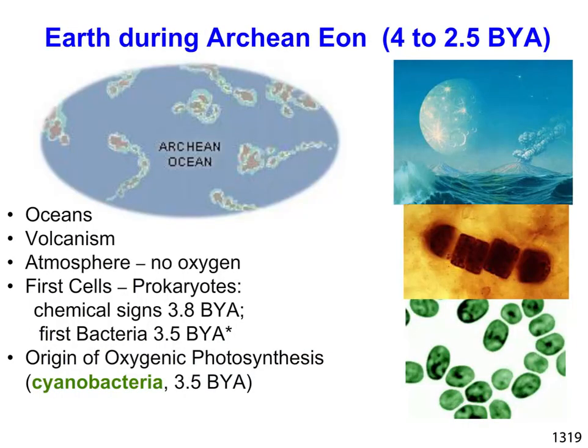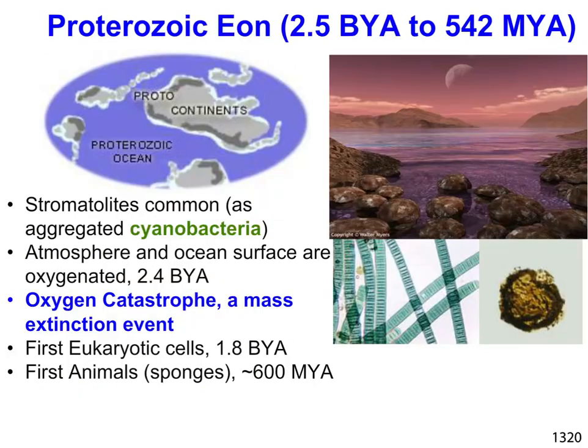The next time period is known as the Archean Eon, so 4 to 2.5 billion years ago. We have our oceans, still lots of volcanoes, no oxygen. The first prokaryotes would come about, though, and then eventually photosynthesis would come about. And this actually would be really important because scientists hypothesize that it's thanks to photosynthesis that we have oxygen in the atmosphere. Gotta tell you, I'm a pretty big fan of that.